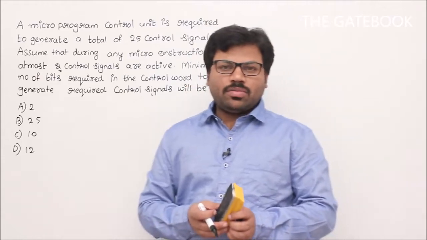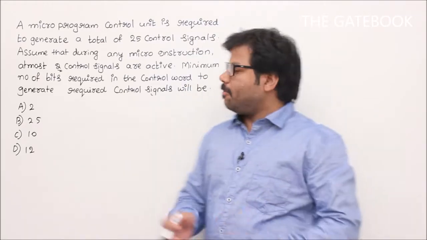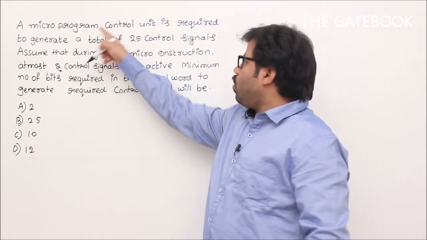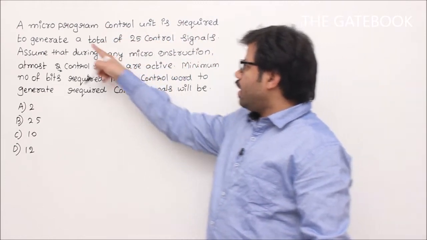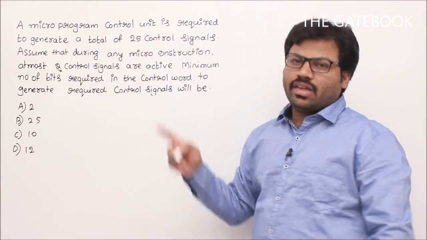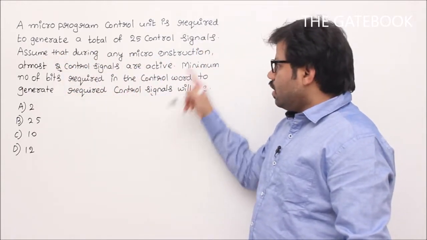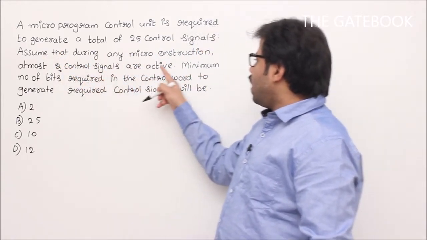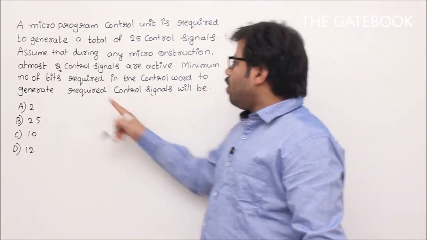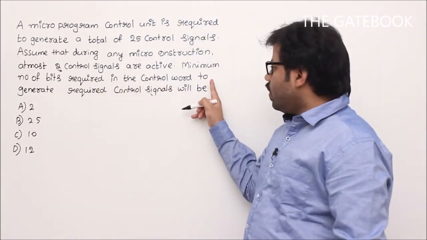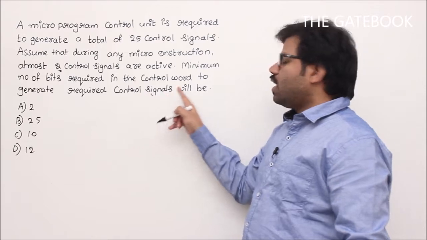Now we solve GATE problems related to control unit. Okay. The first GATE question. A microprogram control unit is required to generate a total of 25 control signals. Assume that during any microinstruction, at most 2 control signals are active. The minimum number of bits required in the control word to generate the required control signals will be?